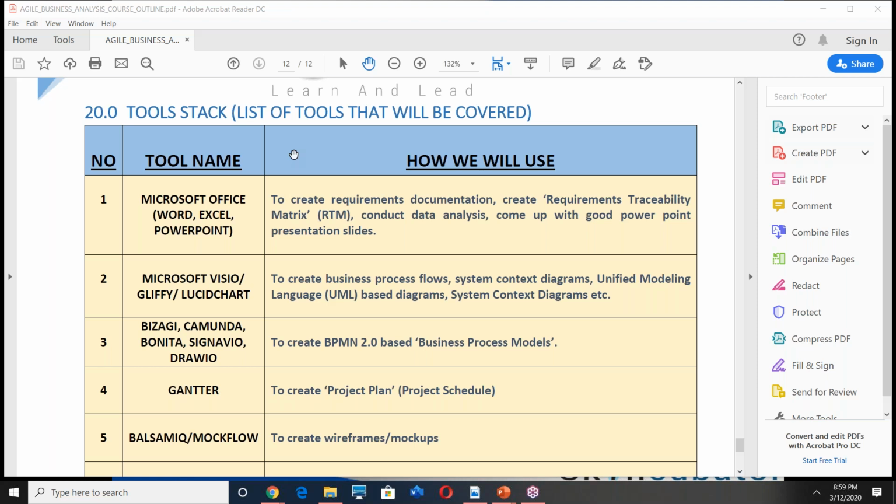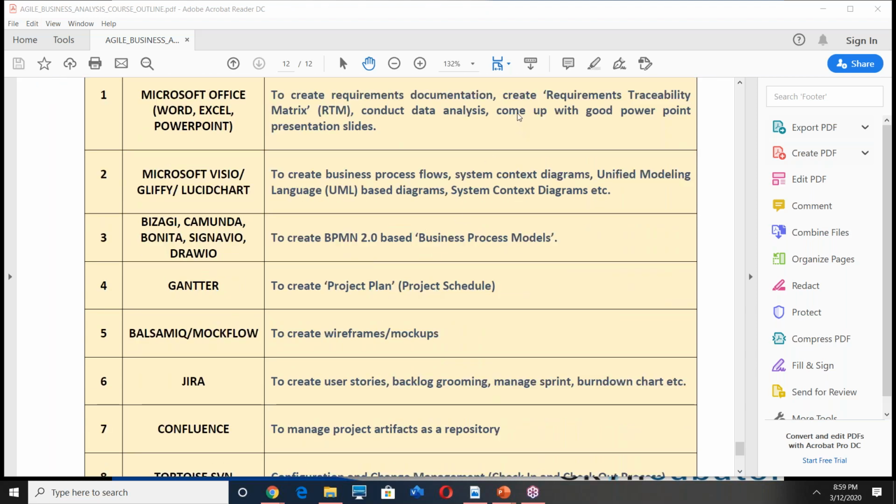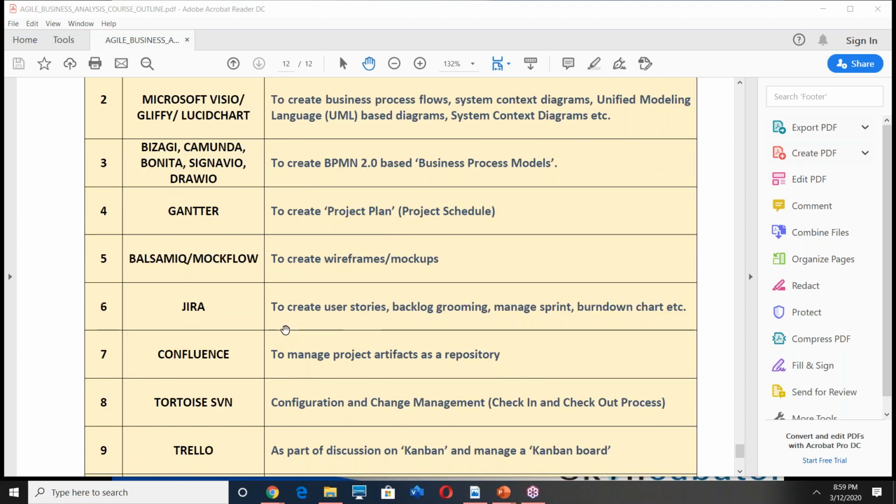For BPMN as well, we will use tools like Bizagi, Camunda, Bonita, Signavio, Draw.io, and also MS Visio. If you have access to MS Visio, you can continue using that. We will use Gantt to create a project plan or a schedule, Balsamiq Mockflow to create the low fidelity wireframes and mockups, and Jira and Confluence for the entire Agile Scrum series, and also for Kanban.